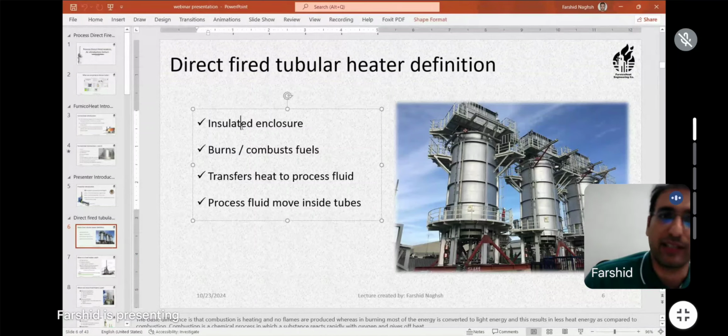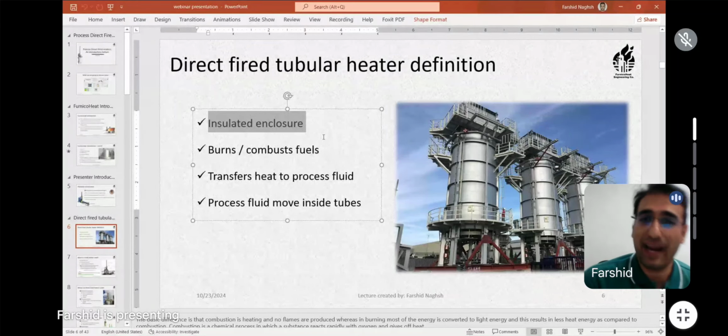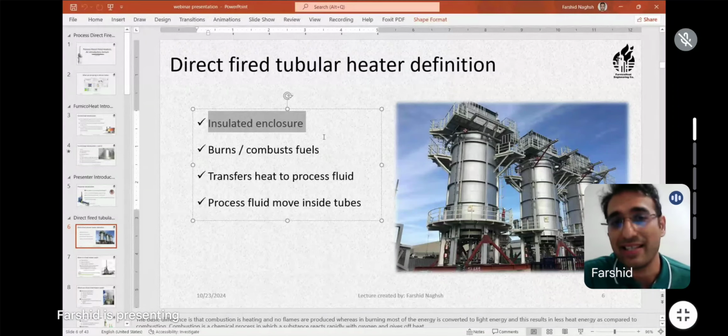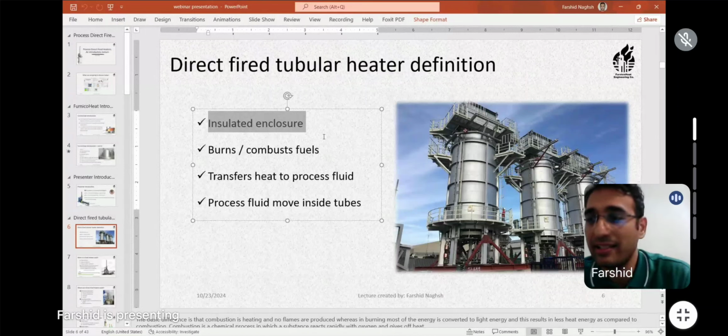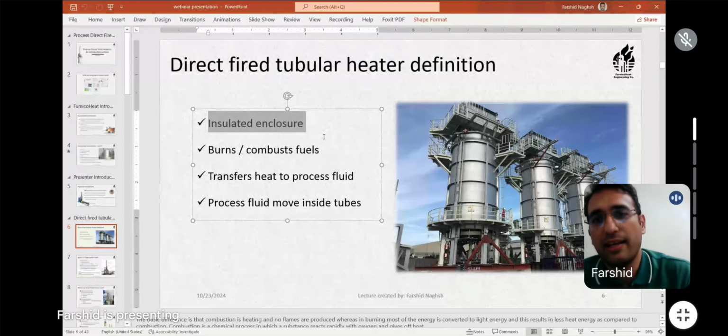What do I mean by insulated enclosure? By insulation, I solely mean the refractory inside the casing. You may have an equipment that is insulated from outside due to different reasons. I don't want to review the reasons. Maybe it's for the process, maybe it's on a stack, it is insulated as the process department needs to make sure that the hot gas exits the stack, or maybe for personnel safety from the outside, so the equipment is insulated from outside.